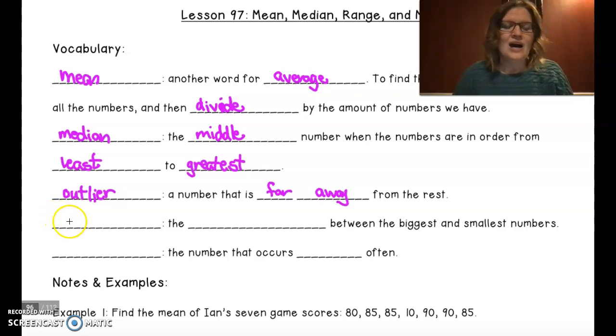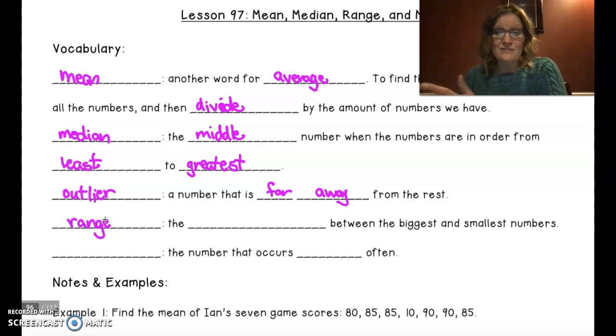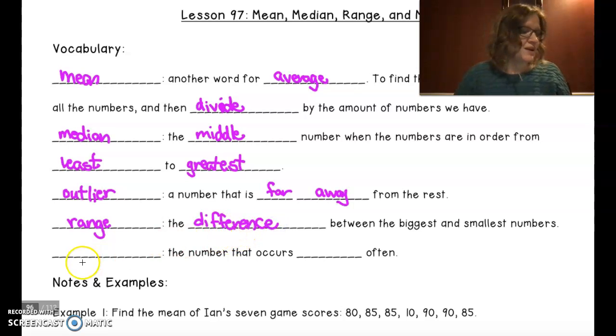And then when we're talking about numbers, when we have a lot of numbers, we can talk about the range, and that is the difference between the biggest and the smallest numbers.